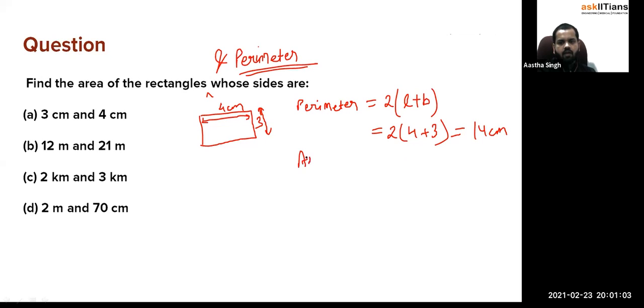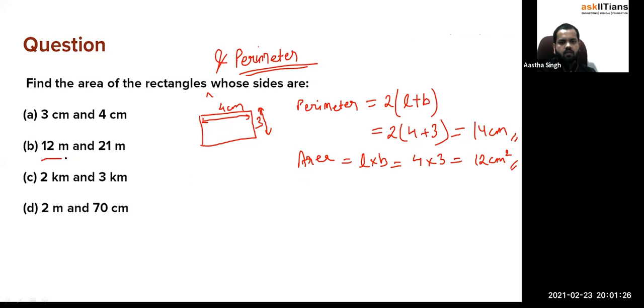In case of area, the area of your rectangle is L into B. What is L? L is 4 and B is 3. So 4 into 3 is 12 centimeter square. Got the point? 12 centimeter square, right?